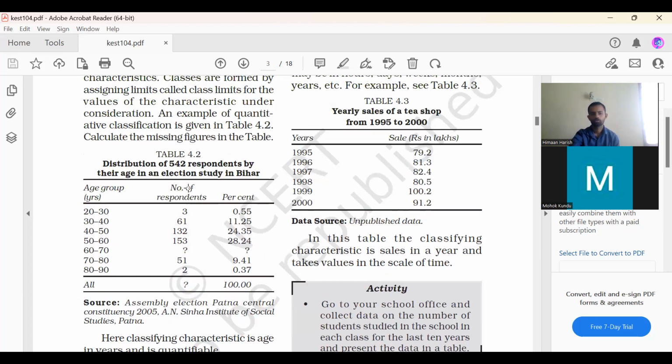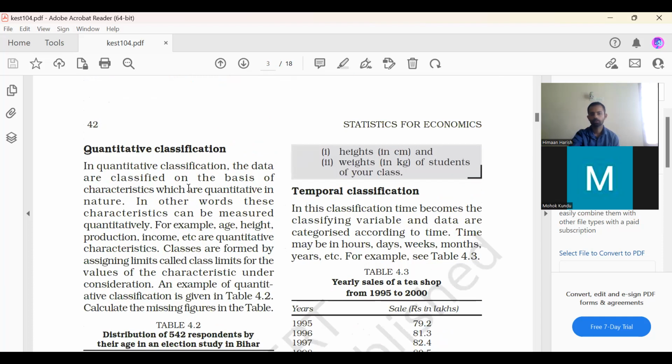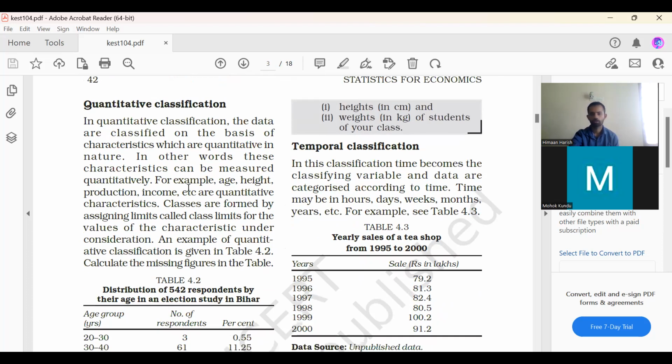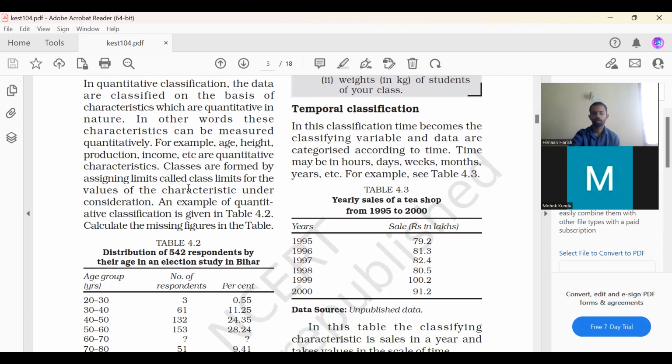Prepare a table of height in centimeters and weight in kgs of students of your class. All these activities can be solved as homework. Next is the temporal classification. In this classification, time becomes the classifying variable and data are characterized according to time. Time may be in hours, days, weeks, months, years, etc.